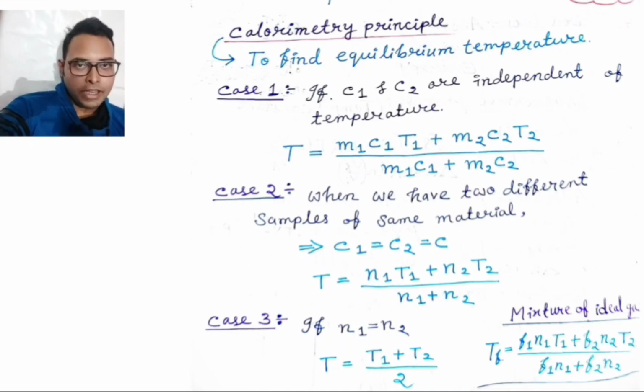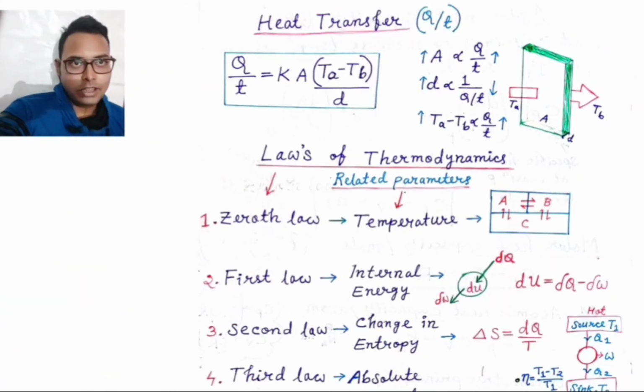And for a mixture of ideal gases, the final temperature will be F1 N1 T1 plus F2 N2 T2 divided by F1 N1 plus F2 N2. F here is the degrees of freedom of those gases, okay. And heat transfer is Q by T, heat transfer per unit time, okay.